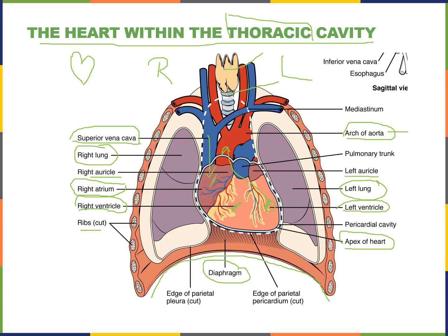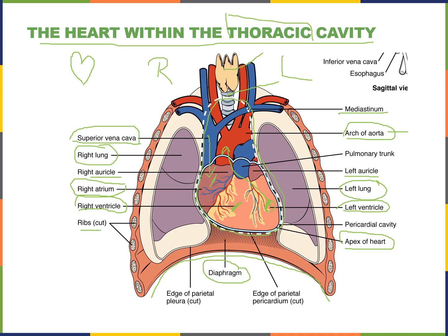This area that's shown in dotted line, so right around here, is what's referred to as the mediastinum. Media means middle. So it's kind of the middle of the thoracic region. And the heart, the blood vessels, there's some other structures that are found in the mediastinum, but I don't think you have to worry about that right now.